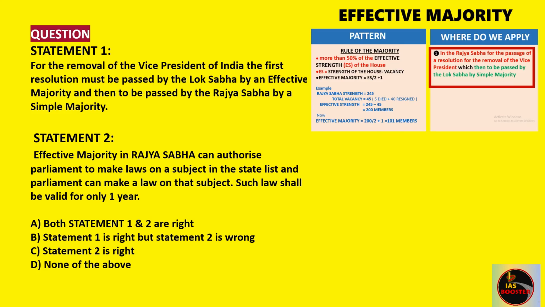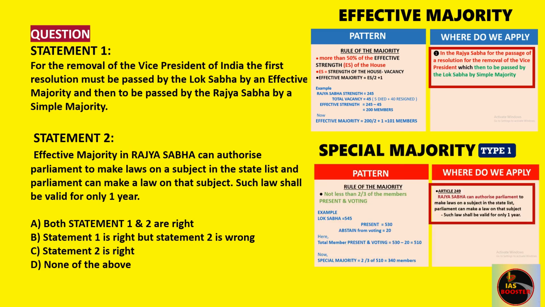That is an effective majority. Here you will see it. So rewind if you don't understand and see for yourself. Now statement number 2 reads that an effective majority in the Rajya Sabha can authorize Parliament to make laws on a subject in the State List. So guys, an effective majority has nothing to do with authorizing Parliament to make laws on a subject matter in the State List. Let's not waste time, because statement 2 itself is also wrong.